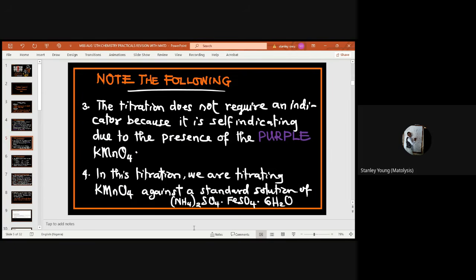Titration does not require an indicator. And this is because of the presence of KMnO4. KMnO4 is purple in color, and the redox process involves a color change from purple to faint pink. So we don't need an indicator, it is self-indicating. Four, in this particular titration, we are titrating KMnO4 against a standard solution of ammonium iron(II) sulfate.